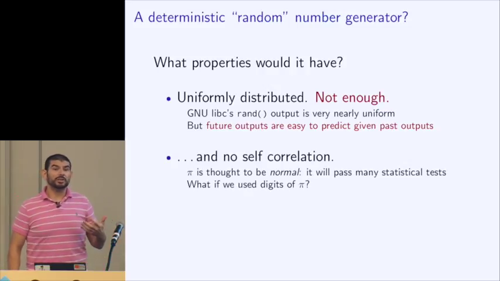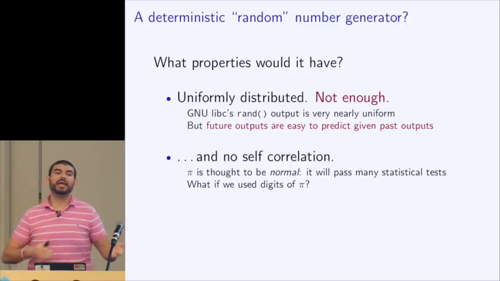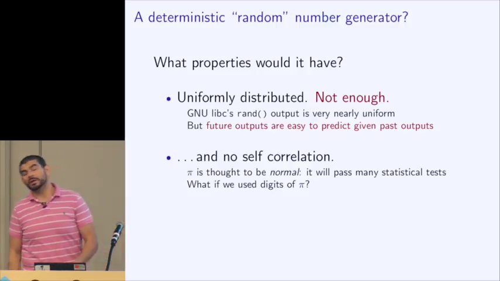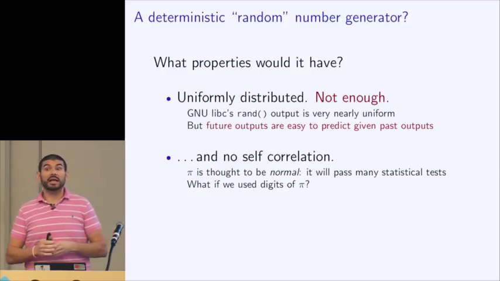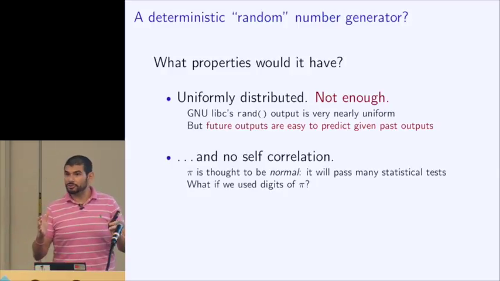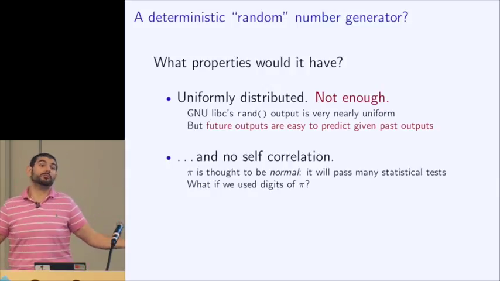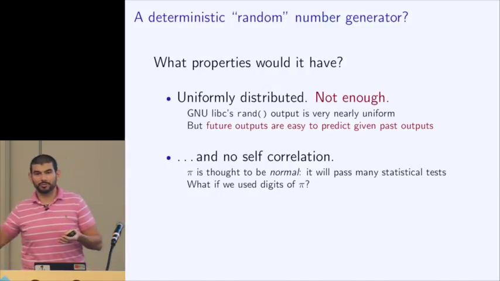Well, imagine that we say, okay, it's uniformly distributed and there's no self-correlation in this way, so now maybe I can't figure out what your keys are. An example of that is, imagine that as your random number generator, you just use the digits of pi. So I ask you for a number, you say 3, 1, 4, 1, I can't remember the rest of them.